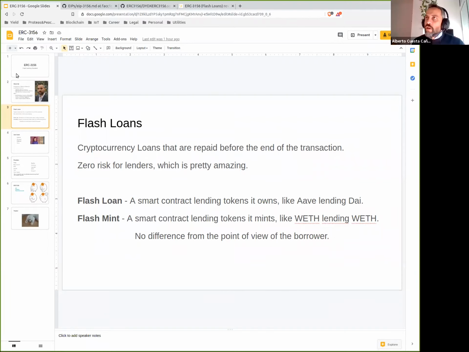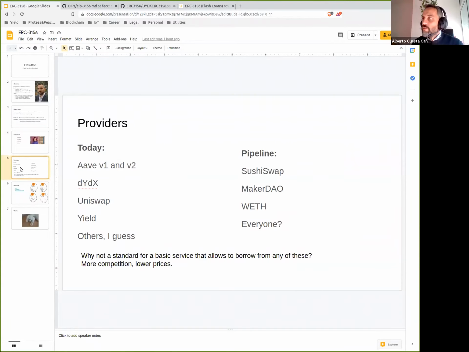So basically, right now you have these providers. You have Aave V1 and V2, DYDX, Uniswap, and Yield. They are all providers of flash loans, and there must be others as well. And there are many others in the pipeline. There is SushiSwap and MakerDAO and WETH and God knows who else. I think that this is going to be used a lot in the future because it's a source of revenue for any asset that you hold.